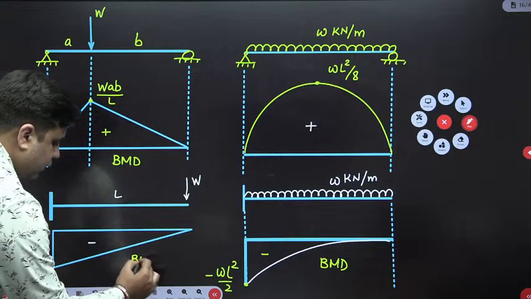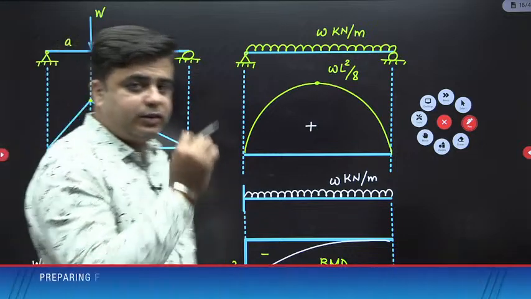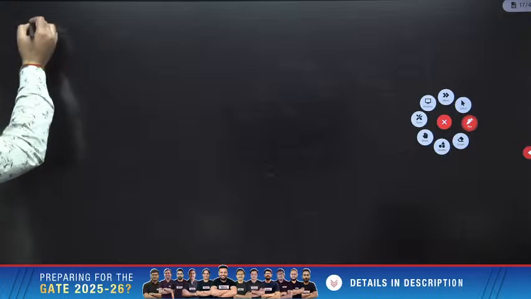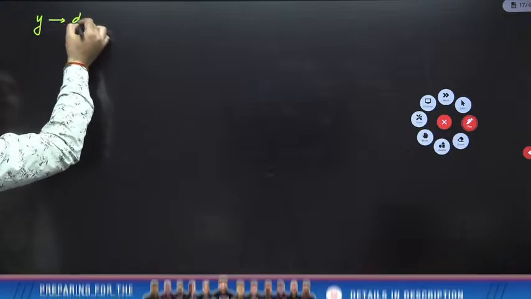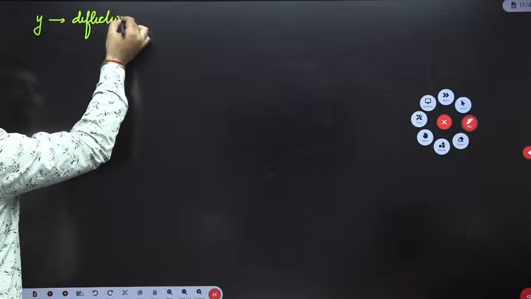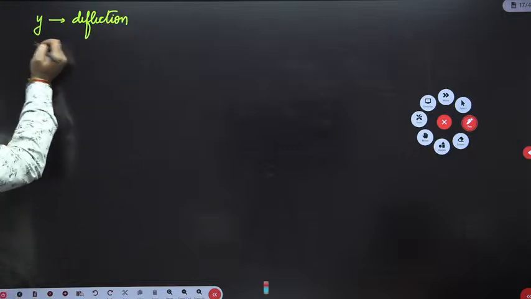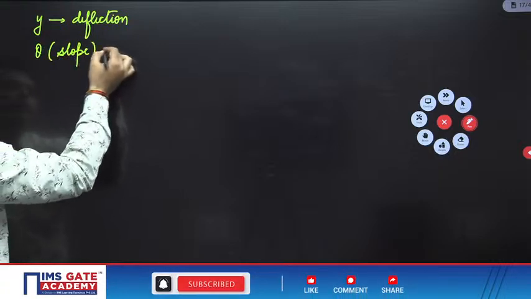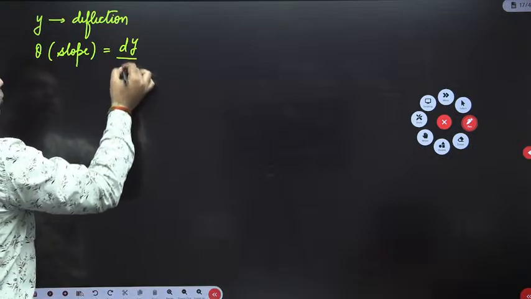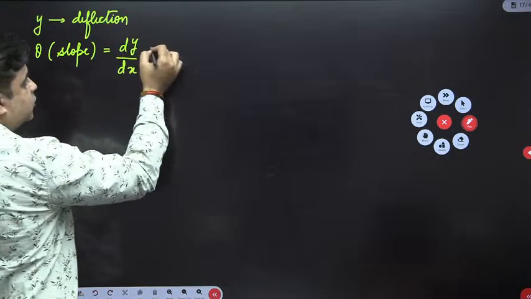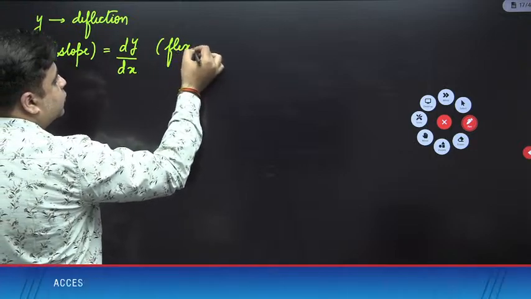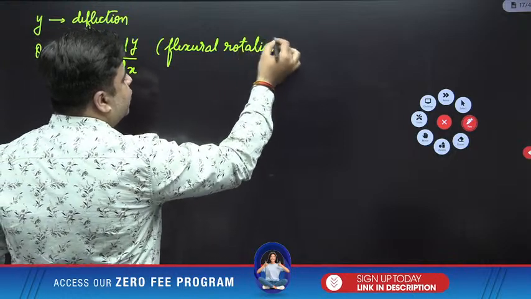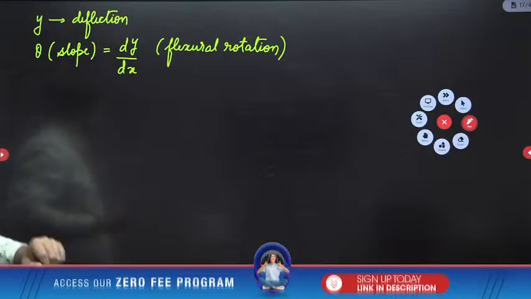BMD. The last thing that you should remember in this particular topic is this relation. If Y is the deflection of the beam, then slope theta is equal to dy by dx. Now this slope theta is also known as flexural rotation. So anywhere in the question, if flexural rotation is written, we are talking about the slope of the deflected shape, right?